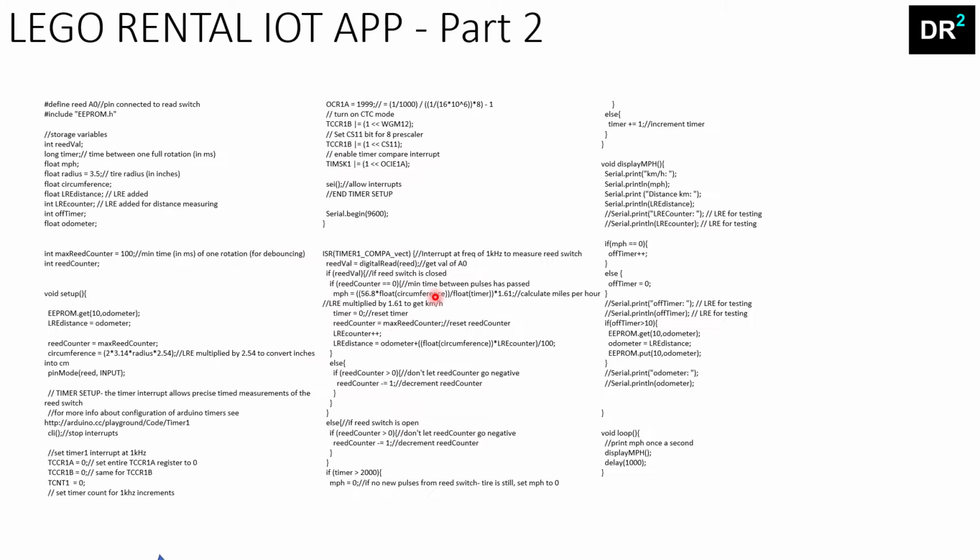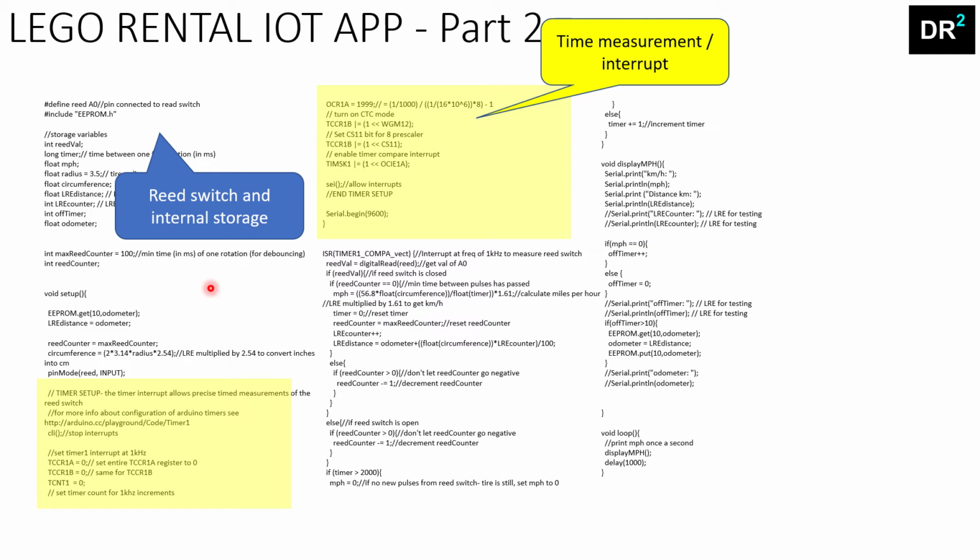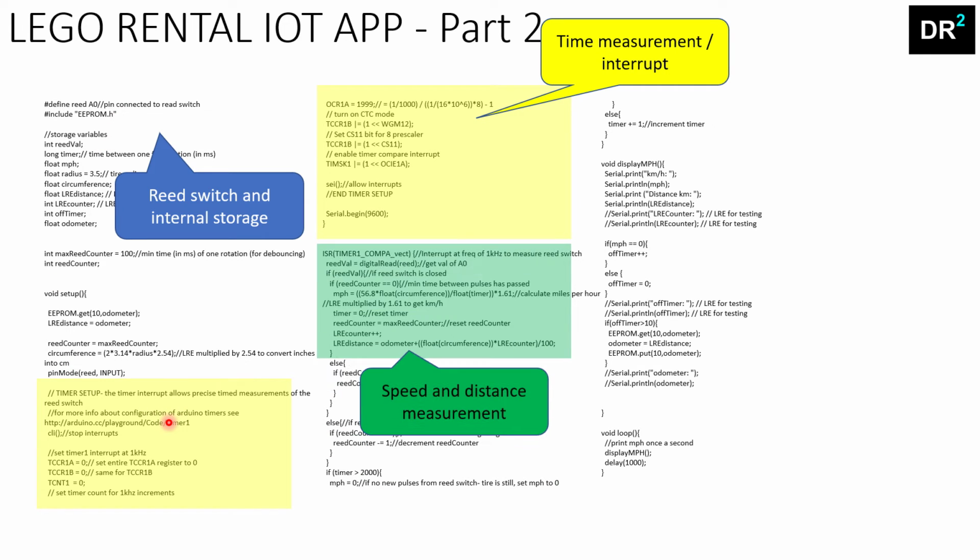And to implement that, you need a couple of things to code. First of all, you need the device, the reed switch itself, and a storage, because you do not want to start at 0 kilometers each and every time you start running this. Then here in yellow, that's my time measurement. And then this one here measures the speed and distance.